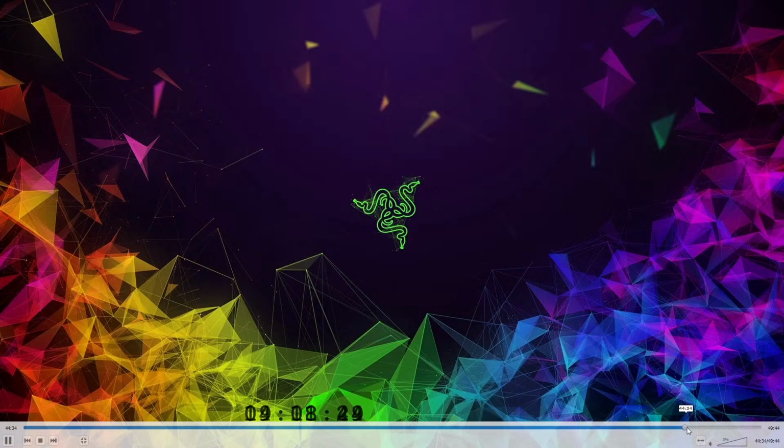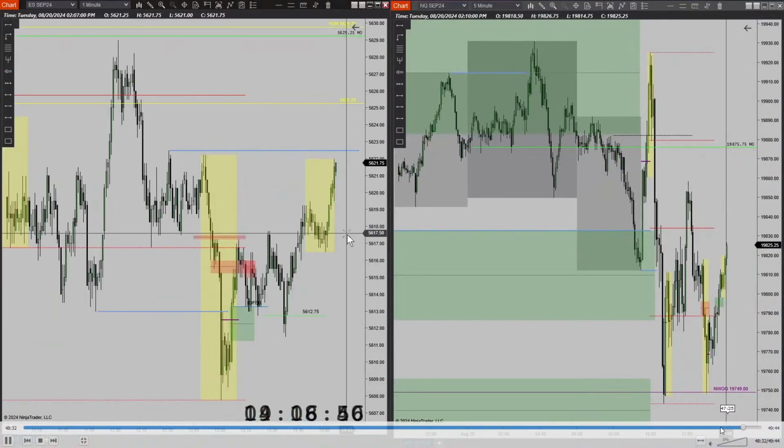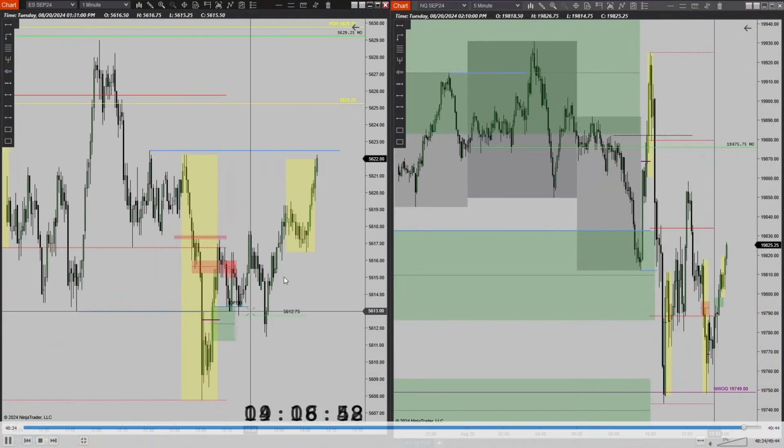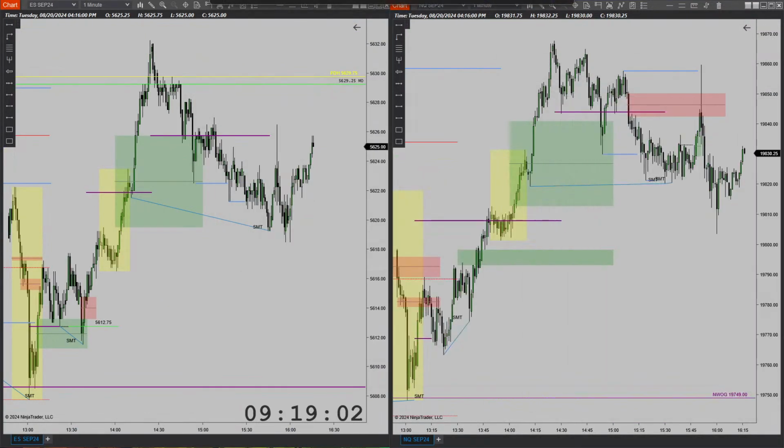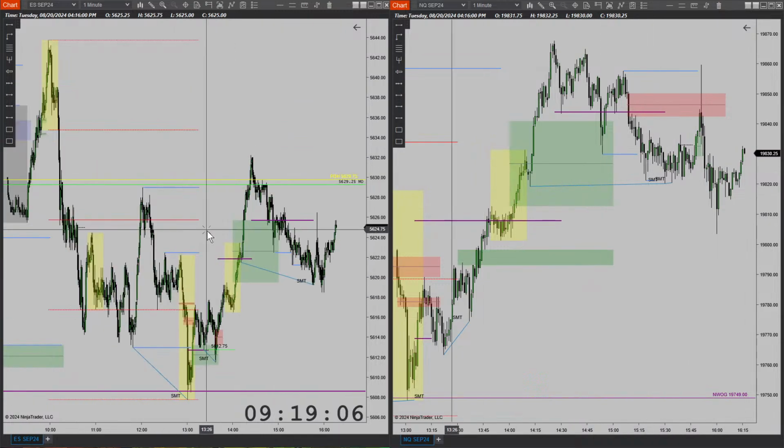What the hell? Oh man. All right, I don't know what happened there, but again, IFBG entry here. I could have gotten in here, and I didn't. But that's fine. Eventually, I got the draw into this high here, covered my profit, and that was it. That was it for the day. So that was the end of this trade.